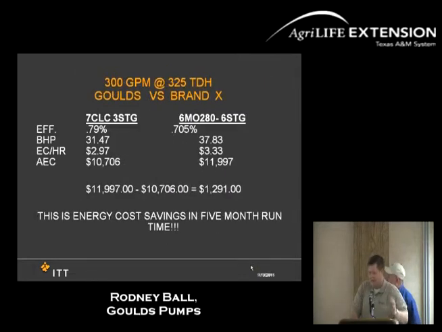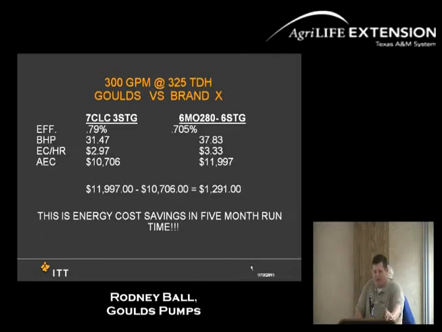Here's another quick example. Actually, I did this about 8 years ago for a customer, and he's saying the price of a new pump is extremely high. Well, if you look at the correlation between the two, you have a 79% efficient pump versus a 70% efficient pump. So you go down the cost.